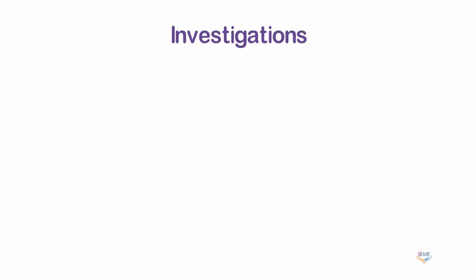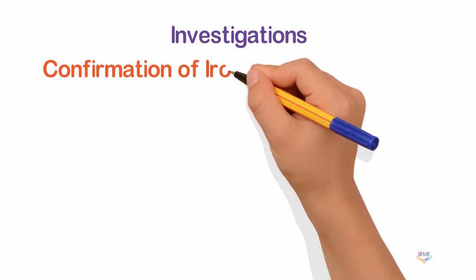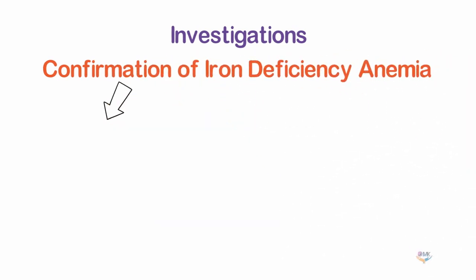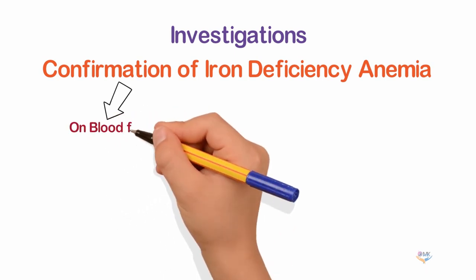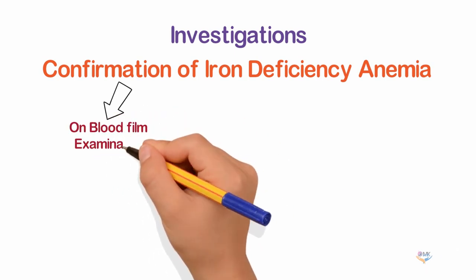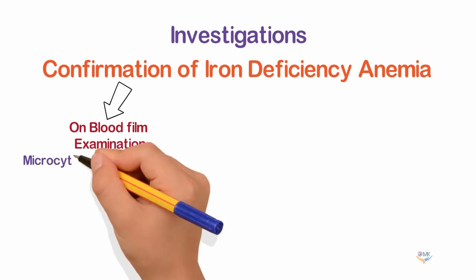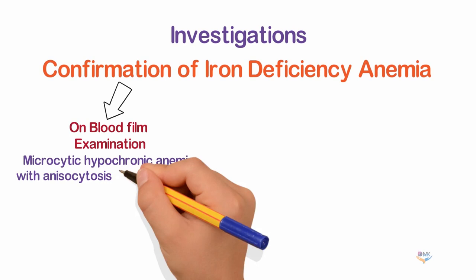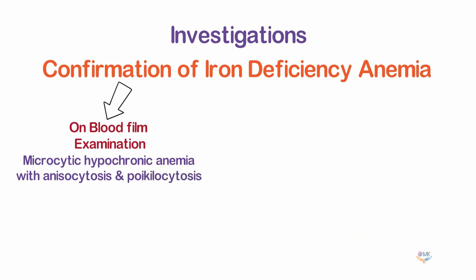There are many types of investigations which can be done to confirm the presence of iron deficiency anemia. Number one is blood film examination, which shows microcytic hypochromic anemia with anisocytosis and poikilocytosis.